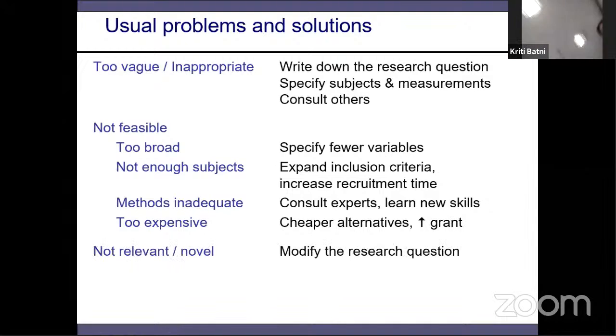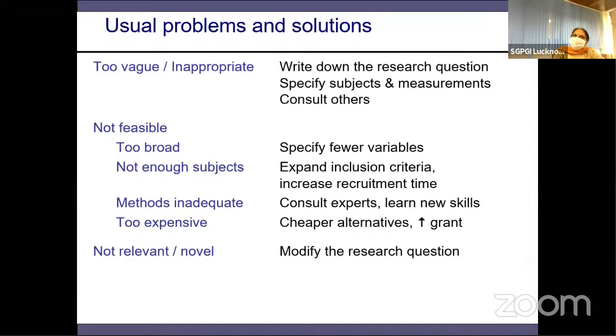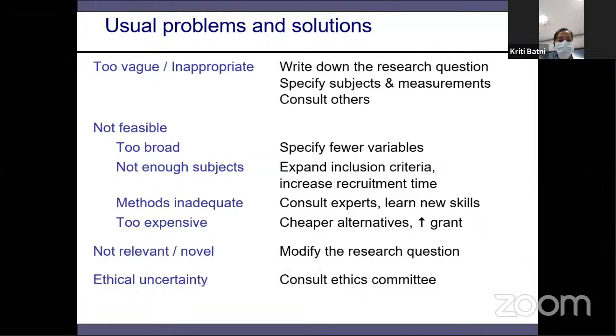But the most important thing is that, unfortunately, we find that the question which we have raised is actually not right. Then you need to restart from the beginning. You have to modify your research question and start from scratch. And ethical uncertainty, obviously: you consult your ethics committee people if you are not certain whether it is going to be ethical or not. But generally, ethics is nothing but morality in you. And you can always know, is it ethical to do this thing or not?